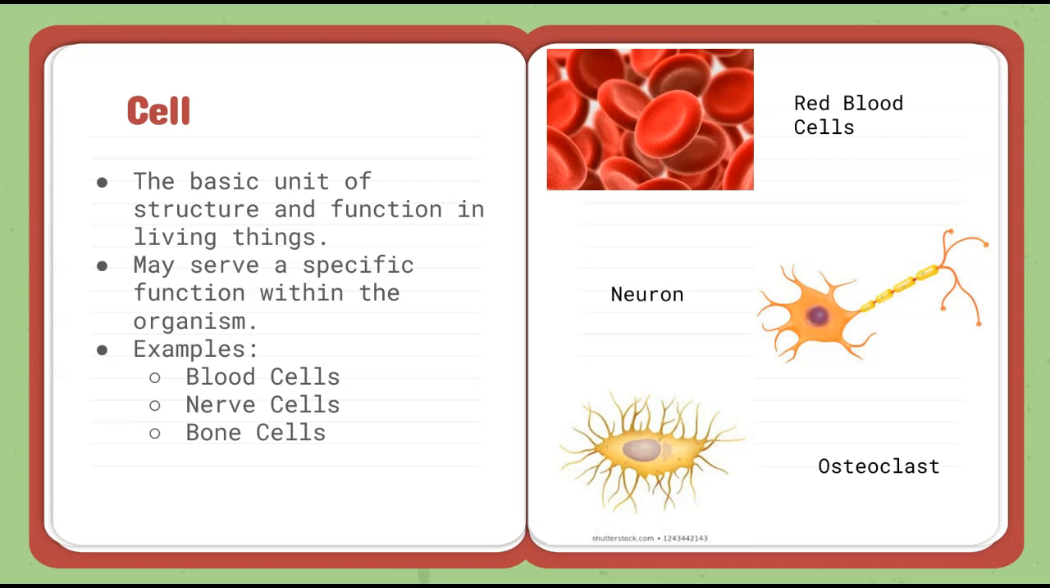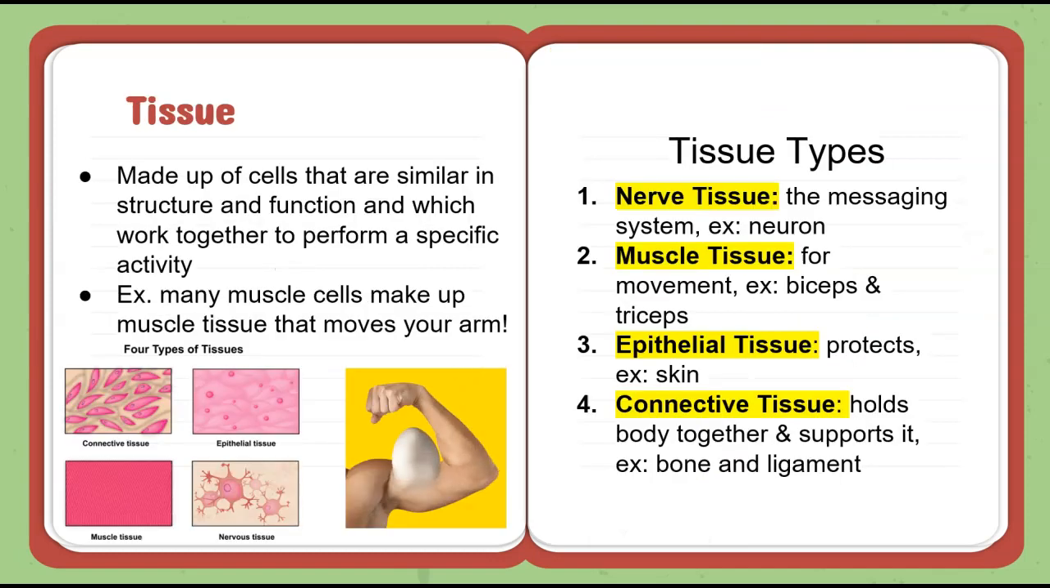Another example would be bone cells, or the osteoclast. That's a little bit more detailed, but those are all specialized and they have a specific function within human bodies. So the osteoclast is a type of bone cell, the neuron is a type of brain cell or messenger cell, and a red blood cell is a type of cell that carries oxygen throughout the body.